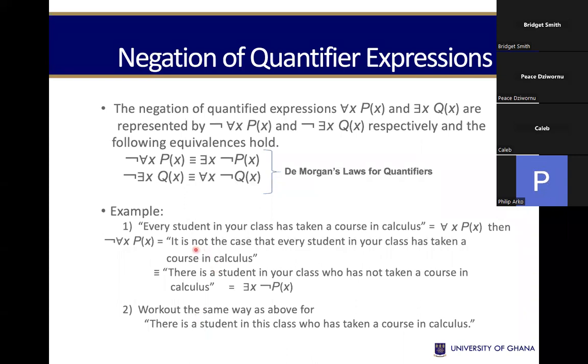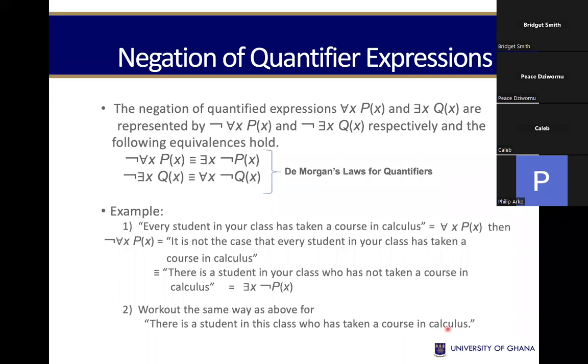Remember, this is different from, it is not the case that every student in your class has taken a course in calculus. What this one means is that when I scan through, there's a likelihood I can get some who have taken, some who have not taken. It is not the case that every student, meaning that some students might have taken, some might also have not taken. But when I come here, there is a student in this class who has taken a course in calculus.